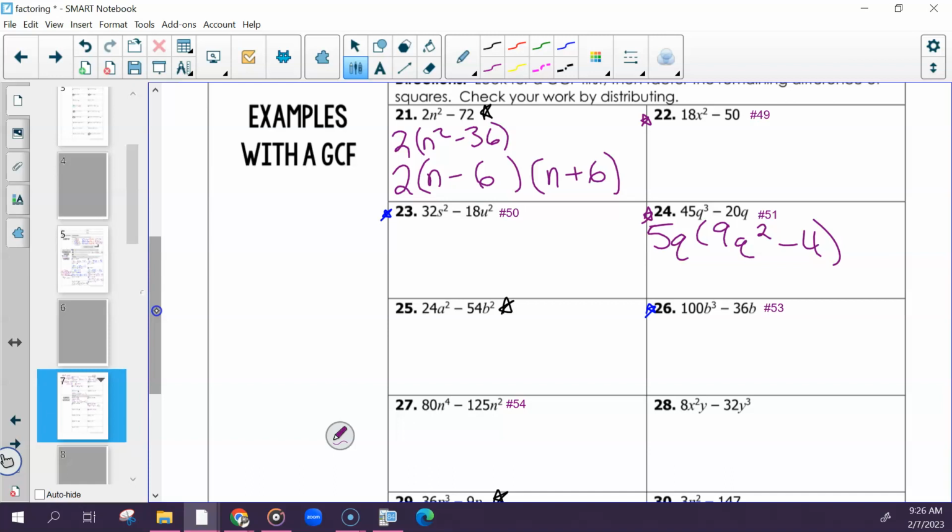Okay. Are the insides perfect squares? Yes. So then we can keep going. What would those factors be? 3q plus 2 and 3q minus 2. So don't forget your variables in those.